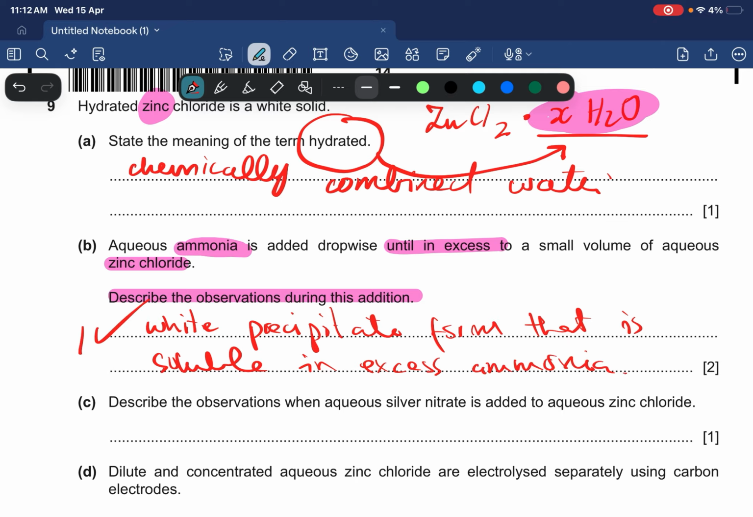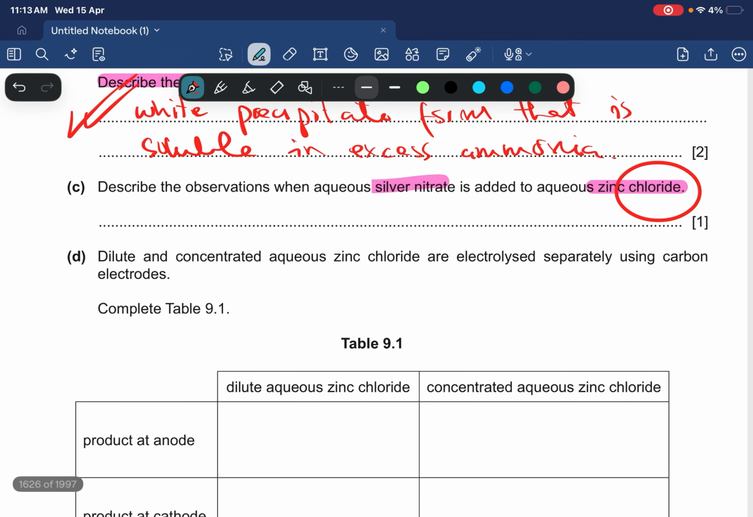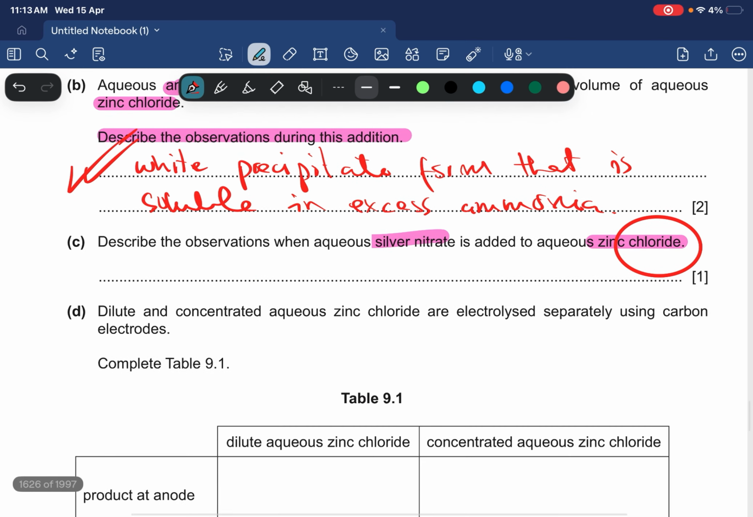White precipitate forms that is soluble in excess ammonia. Describe the observations when aqueous silver nitrate is added to aqueous zinc chloride. We have a chloride ion. He's testing your test for cations and anions. Simple for ammonia, he tested your test for a cation, and over here he's testing your test for chloride ions. So we form a white precipitate of what? Of silver chloride.